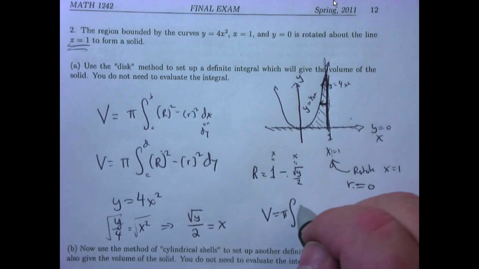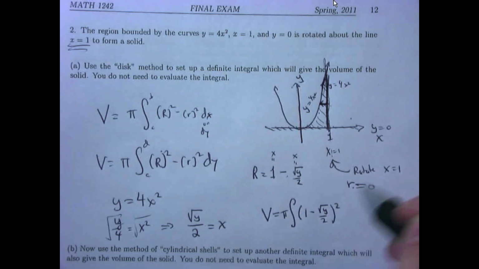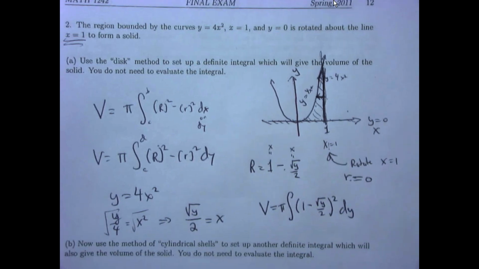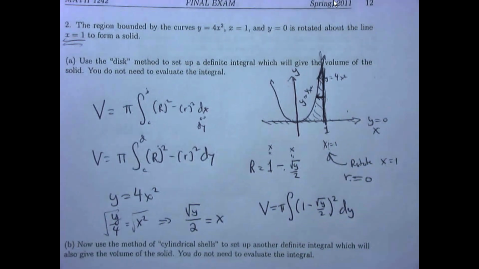So plugging it into my formula, volume would be equal to the integral of pi times the integral of, what was my big radius again? It would be 1 minus the square root of y divided by 2, squared. Officially minus 0 squared. Yeah, but who cares about that? dy, but there's one thing left that I'm missing. What is that? The bounds. What are my bounds? Be careful. This is dy.